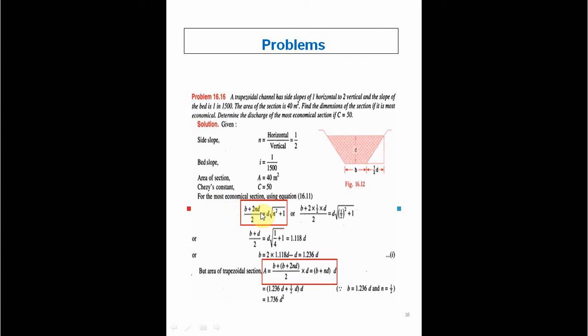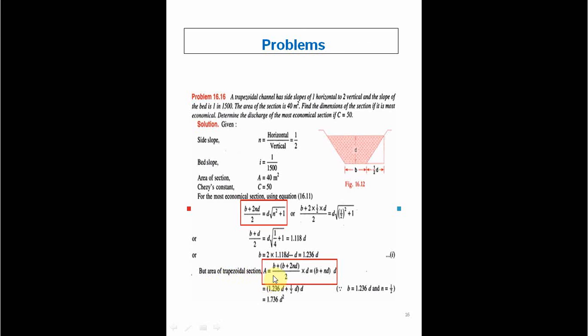So for the most economical section, using equation 16.1 from the previous, B plus 2 n D upon 2 is equal to D into root of n square plus 1, or B plus 2 into half of D divided by 2, that is equal to D into root of half square plus 1, or B plus D by 2 equal to D into root of 1 upon 4 plus 1, that is equal to 1.118 times of D. Therefore, B equal to 2 times of 1.118 into D minus D, that is equal to 1.236 times of D. Equation 1.